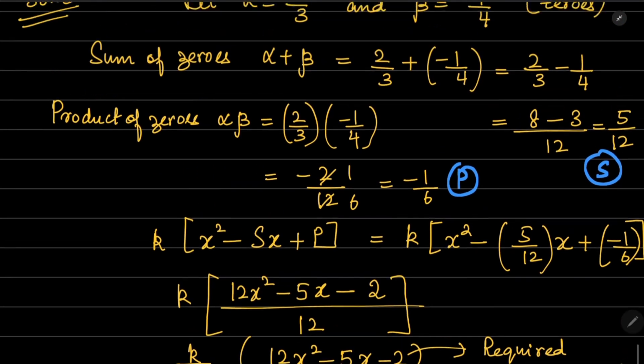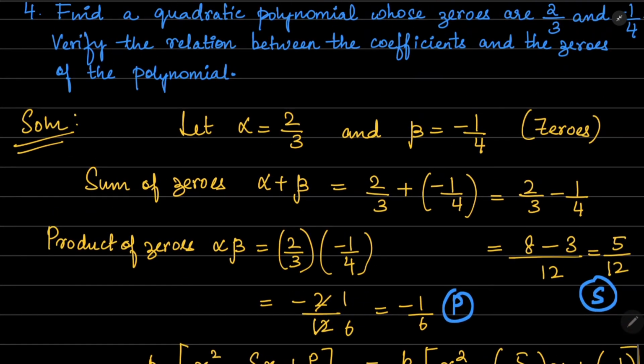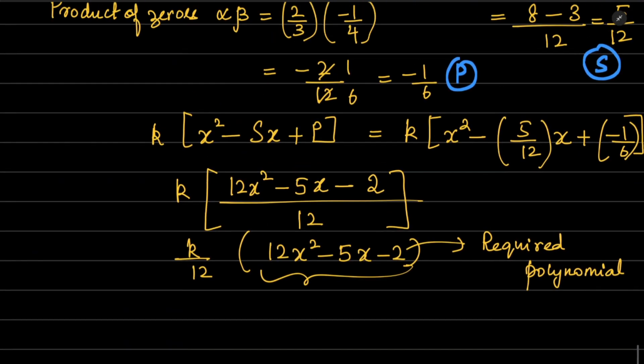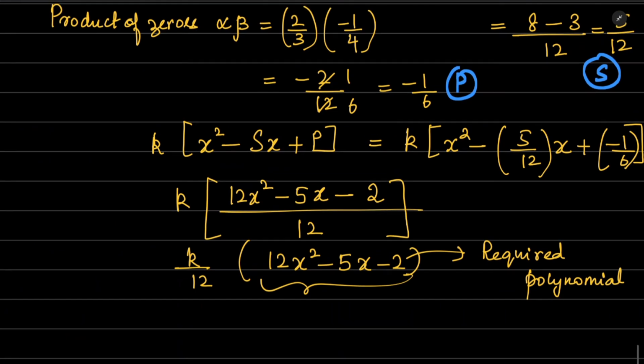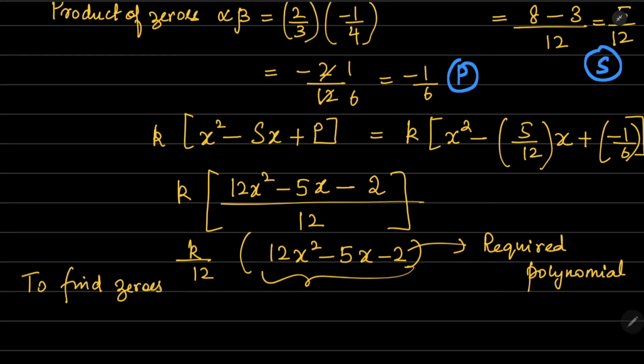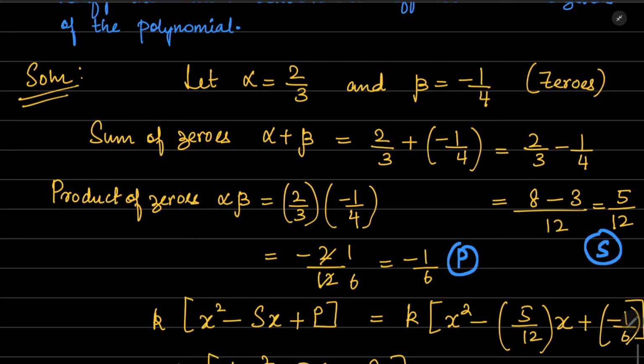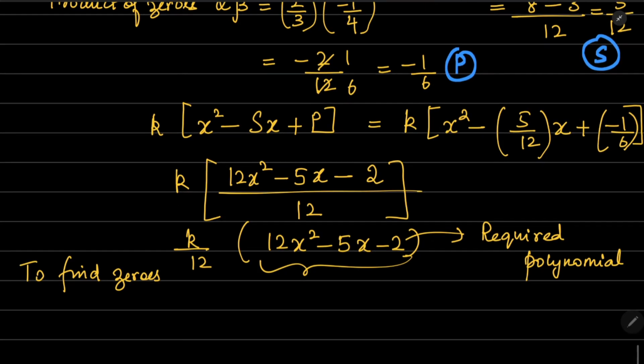Okay. Now after that, what you have to do? You also have to verify the relationship between the coefficients and the zeros. Very easy. So you can use your middle term splitting to find the zeros. To find the zeros, are you given? Okay, you are already given the zeros, right? Alpha and beta are already given to you. So how do you verify?